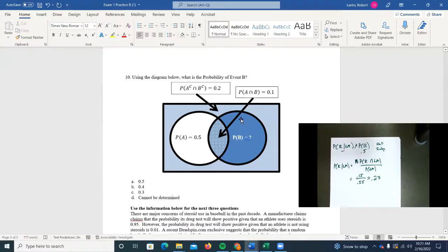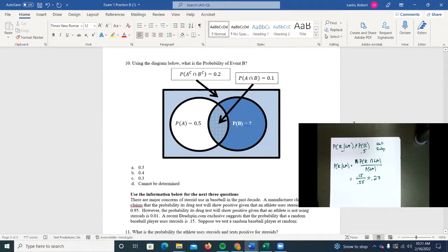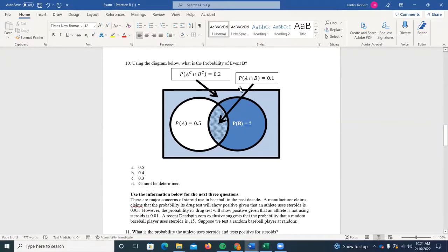Let's do number 10. So let's say we've got this diagram below, and we want to know what the probability of B is. This circle is event B. This white circle is event A. Here's where they cross over, the intersection. And this shaded light blue area, outside of A and B, is just going to be the intersection of the complements.